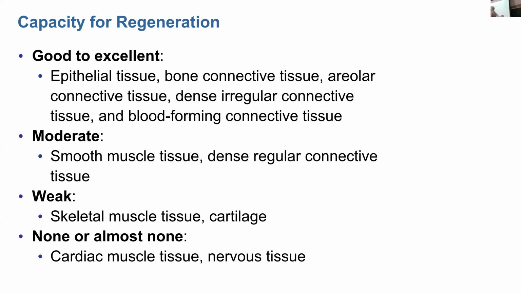So, capacity for regeneration. If something happens to these cells, can they fix themselves? Some of them can. Epithelial tissue, we talked about, is very, very good at healing itself. Your skin is constantly regenerating. Bone tissue is super good at healing itself. It can take a while, and if you break a bone pretty severely, you need to set it so it grows back properly. But bone is awesome tissue at healing itself.